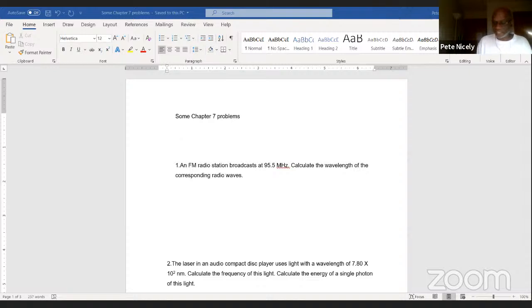So let me do this calculation here. 3 times 10 to the 8 divided by 7.80 times 10 to the 2, and then multiply by 10 to the minus 9. And according to my calculations, this works out to be, rounded off, 3.85 times 10 to the 14 seconds to the minus 1, all right? So that's basically how number 2 is done.